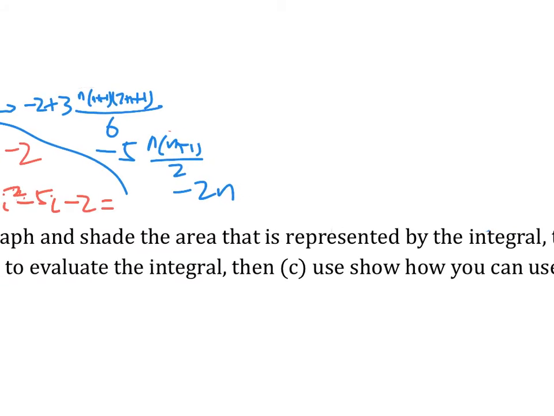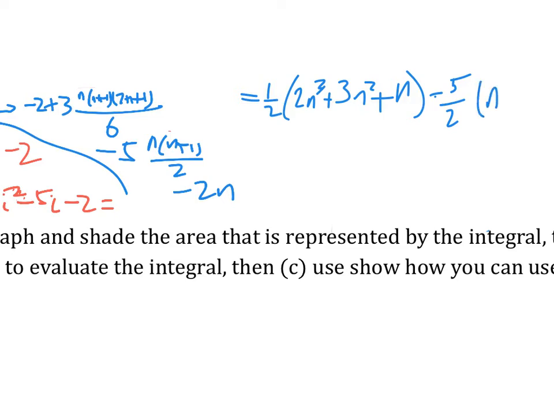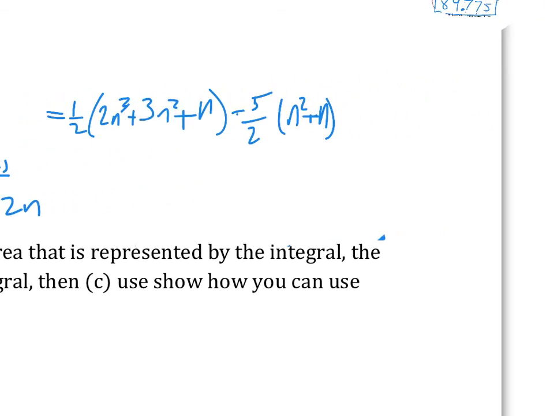All right, and simplifying this, a little bit of algebra going on here. We have 1/2. After you multiply that out, you're going to get 2n cubed plus 3n squared plus n. And you're going to get minus 5/2 times n squared plus n, and minus 2n. Okay.